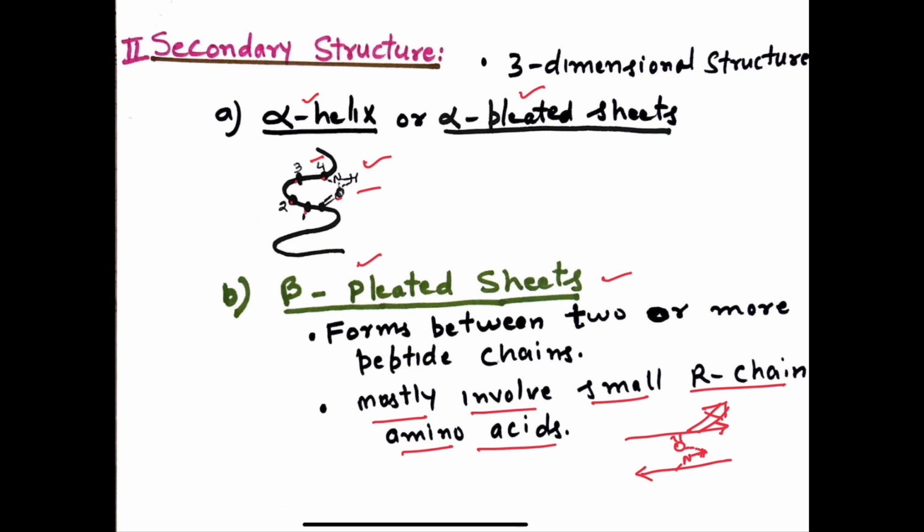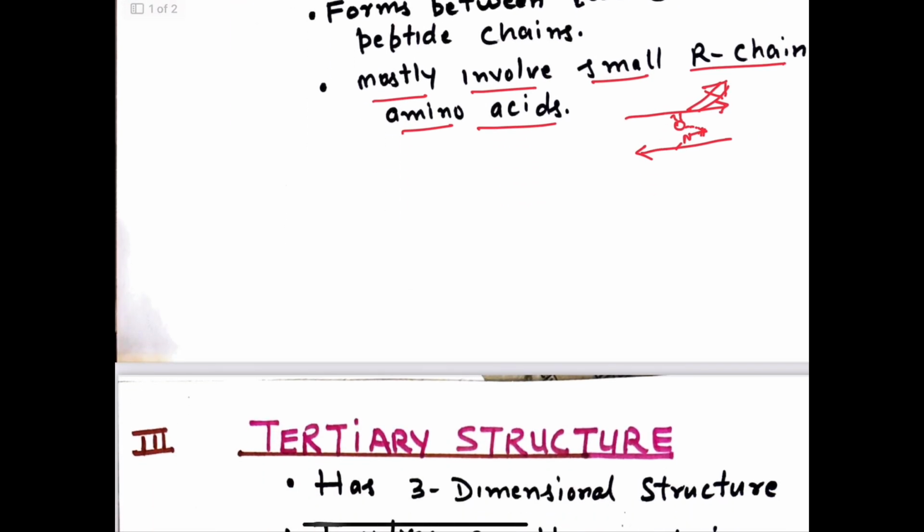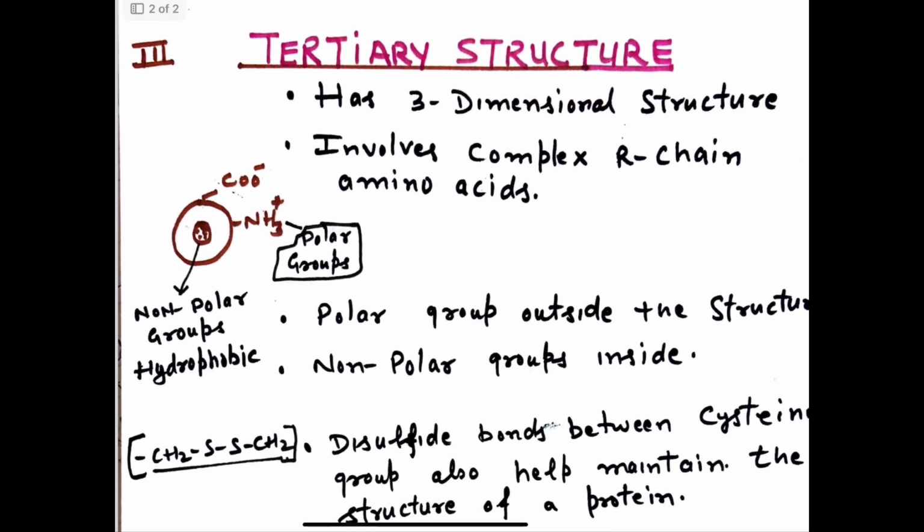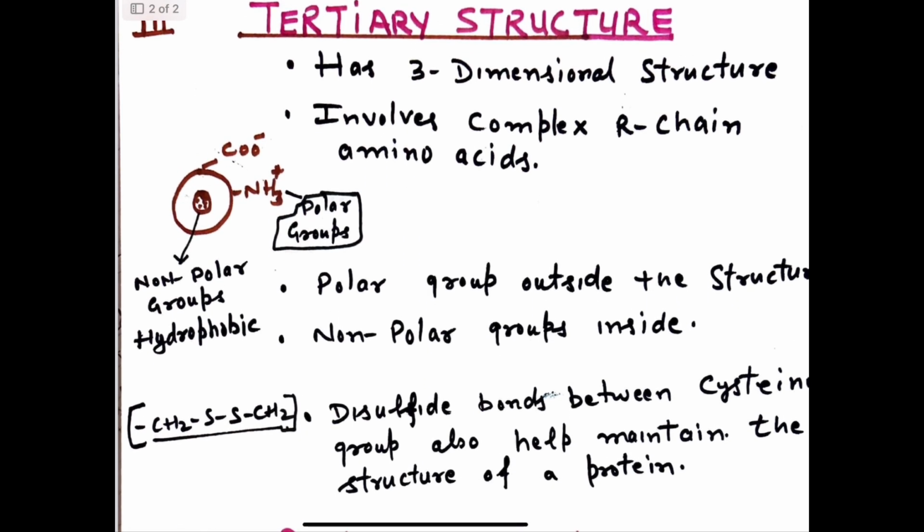So now let's take a look at tertiary structure. Now tertiary structure also has a three-dimensional structure, just like secondary structure, but it involves complex R chain amino acids. So that's the difference. So for instance, this whole circle that I drew for illustration here, this is a peptide or protein.